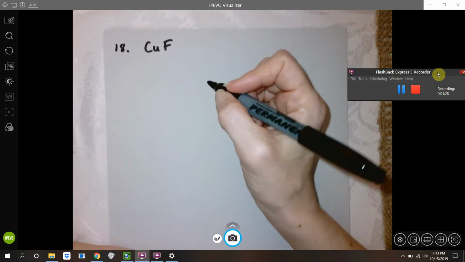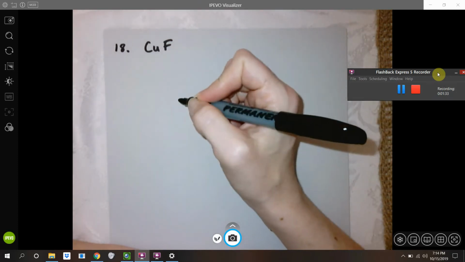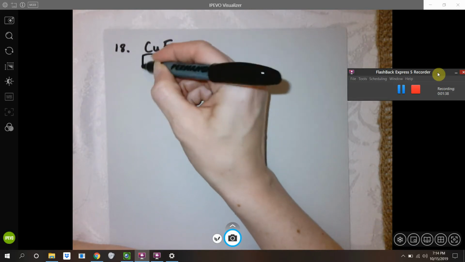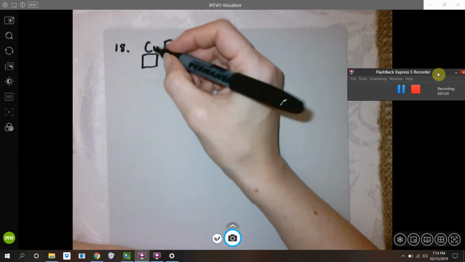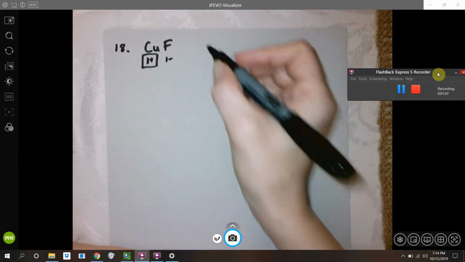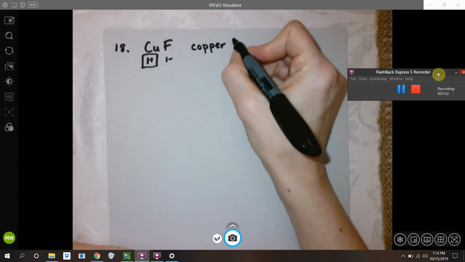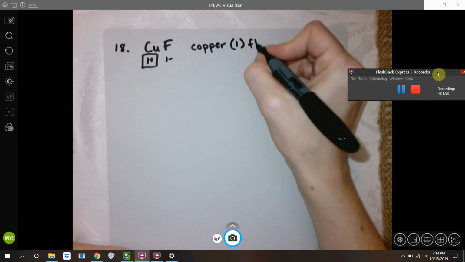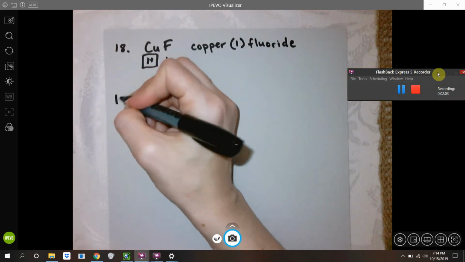So if you check out your periodic table, let's just put the charges that we know about first. Fluorine has a charge of 1-. Copper, there's 1 copper to balance out that charge, so it must be 1+. So when we name it, we'll say copper, and we'll put the charge in brackets in Roman numerals, I, fluoride.